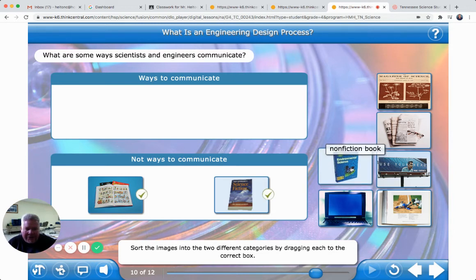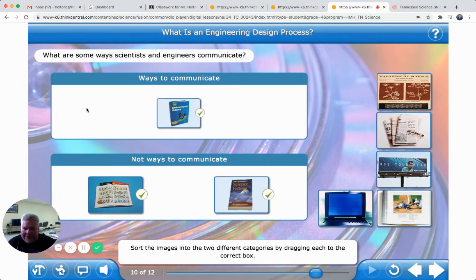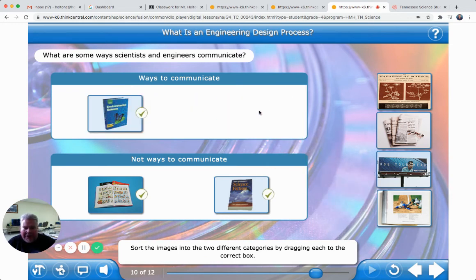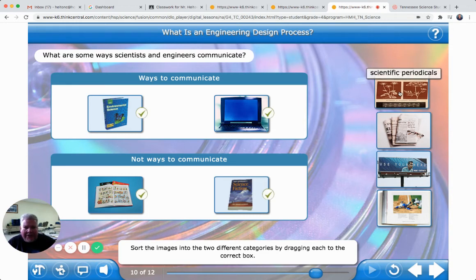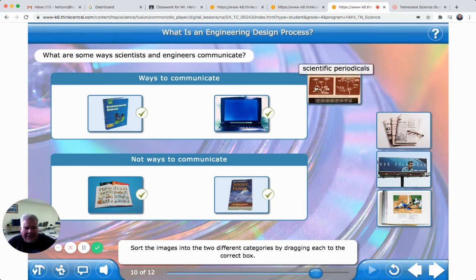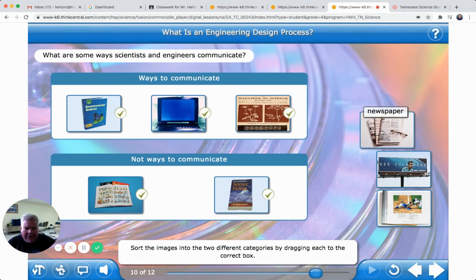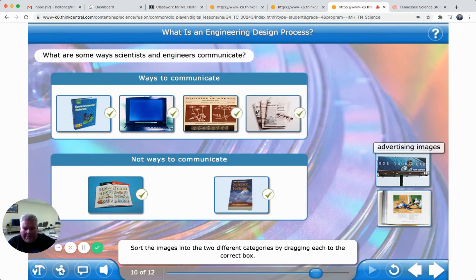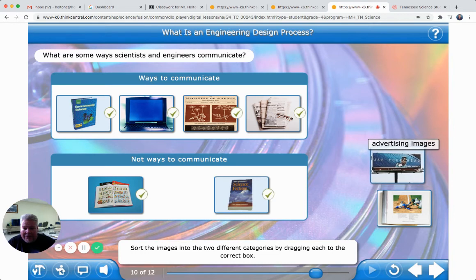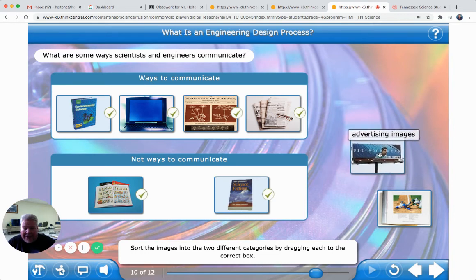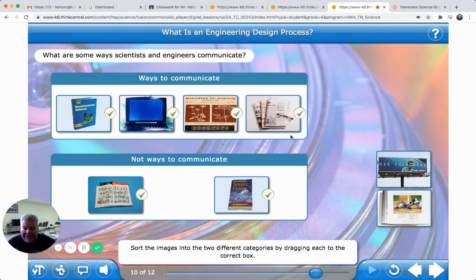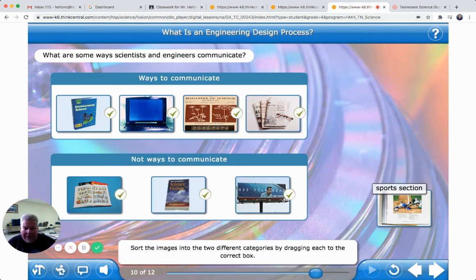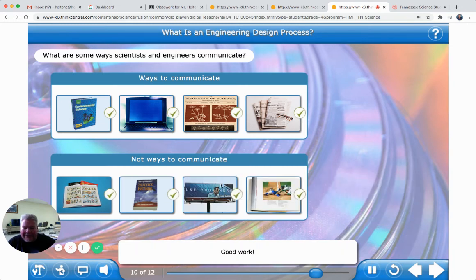Environmental science, they would learn more about the environment. Yeah, I would say so. Computer, sure, we email each other all the time, don't we? Magazine of science. Yes. The newspaper? Would scientists use newspaper to communicate? Maybe to tell about a new road that's being built to a community? Maybe. Yep. Advertising? Would scientists communicate that way? I think they could. Maybe if they wanted to, say, advertise some new products they had engineered. Nope, I'm wrong. And sports sections? No. Good work.